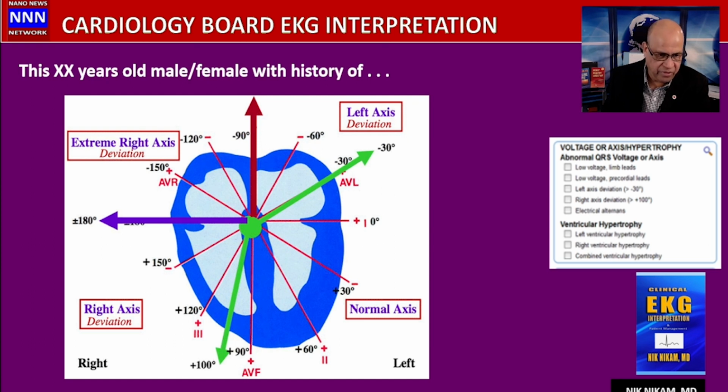So these are all terminologies we need to get familiar with, and there's a quick way to find out what the axis is. They're not going to ask you precisely what the degree of axis is, like is it 47 or 48, but they are going to expect you to see, does this patient have left axis deviation, left anterior hemiblock, right axis deviation, normal axis, or indeterminate? You're not going to get indeterminate axis, I hope.